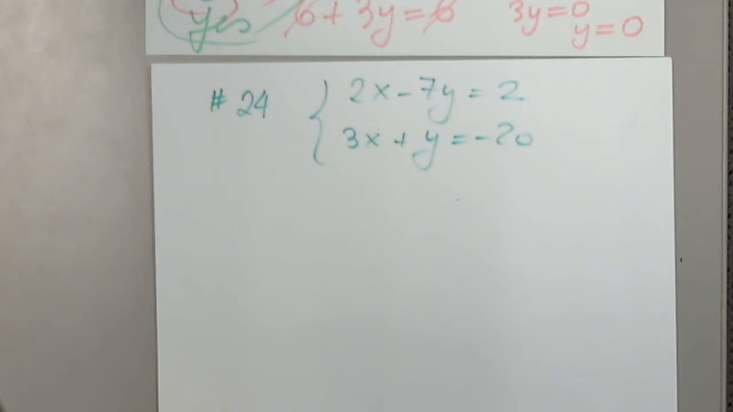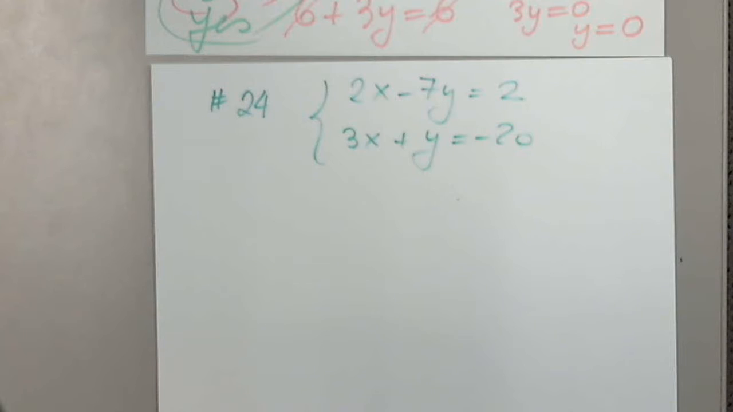Here's the decision process. I look at the coefficients of x, 2 and 3. If I decide to eliminate x, I need to multiply both equations, one of them by a negative number and the other one by a positive number. That will give me the same number but opposite, and so I can cancel x. I'm going to look at y now. The top one is negative 7y, and the bottom is y.